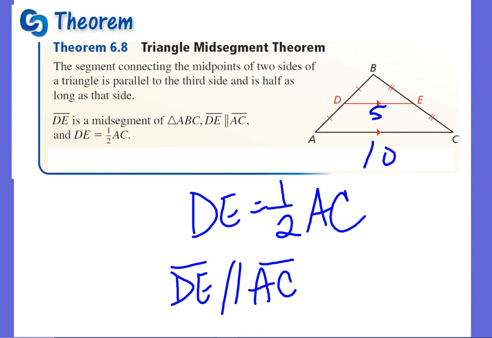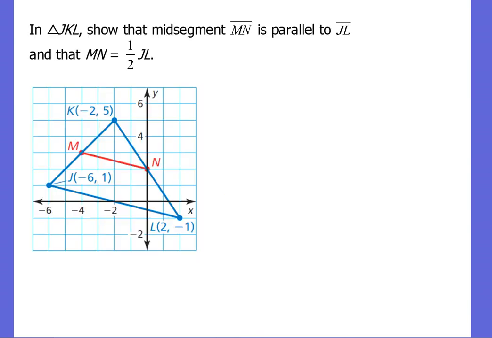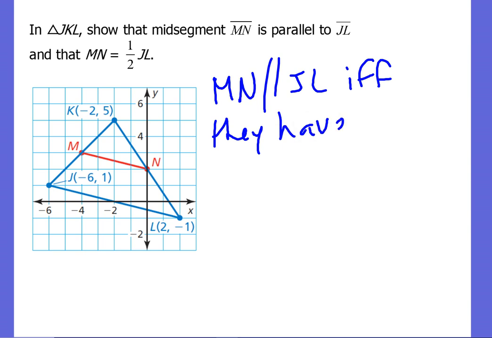Let's look at an example of how we can utilize the triangle mid-segment theorem in some application. It says, show that the mid-segment MN is parallel, and in fact, that it is half of JL. So how would we show parallelism? Well, keep in mind, this question shows us a diagram on a coordinate plane. So what shows parallelism on a coordinate plane? Hopefully we realize that parallelism and perpendicularity is shown by the slopes of the lines. So in order for this to be true, MN is parallel to JL if and only if they have equal slopes.